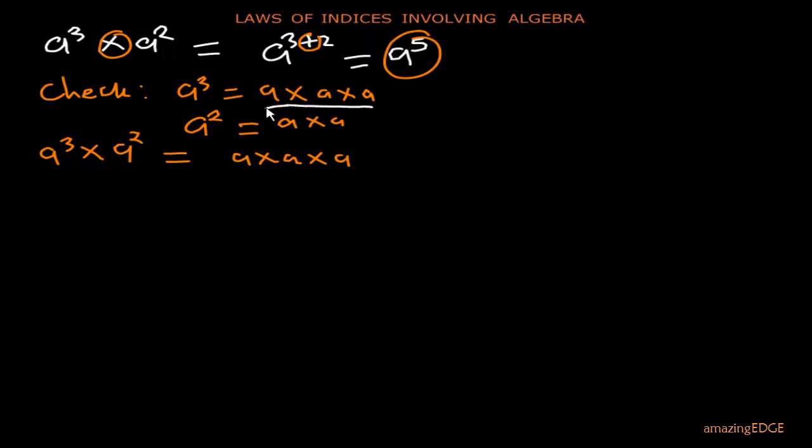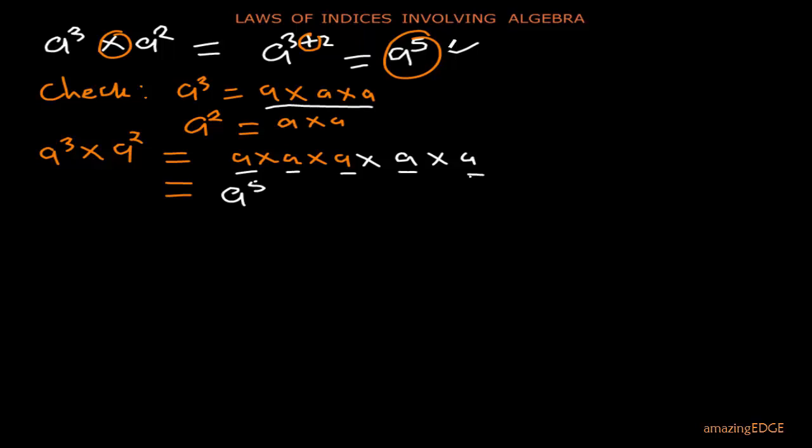So I've taken this part. Now say times the second part, a times a. What do you observe? So we count how many a's do we have. This is 1, so we have 1, 2, 3, 4, 5. So this will give us a raised to power 5, and that agrees with the result we have already gotten here by applying the law of indices. So we can verify that this is true. We can look at another example.